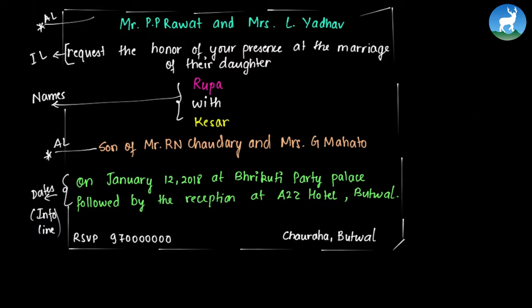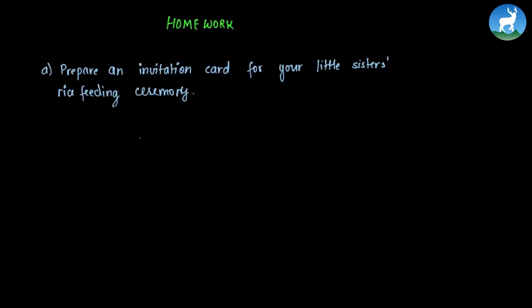And with this we've come to the end of our class. The homework for you is to prepare an invitation card for your little sister's rice feeding ceremony. For this, the format will pretty much be the same. You can mention the name of the parents of your sister at the top, and in the invitation line you need to state the reason for the invitation. That is, you can say XYZ and ABC, the name of the parents.